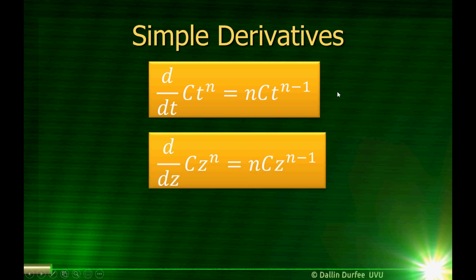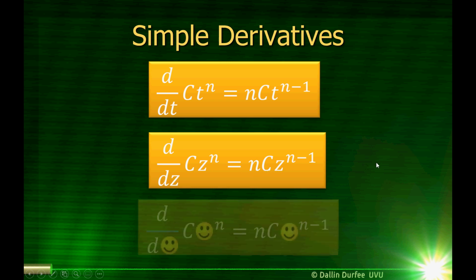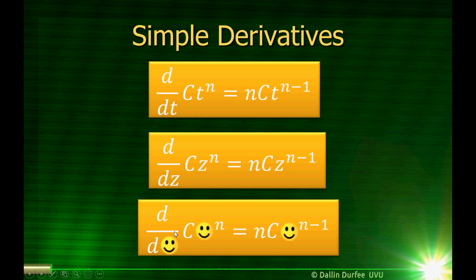That could be the derivative with respect to z, right? The derivative with respect to z of c times z to the nth is equal to n times c times z to the n minus 1. Or I could be taking the derivative with respect to smiley face. The derivative with respect to smiley face of a constant times smiley face to the nth power is equal to n times the constant times smiley face to the n minus 1 power.